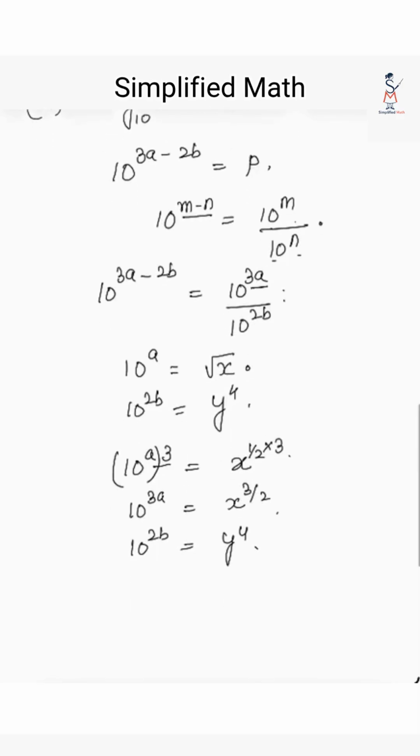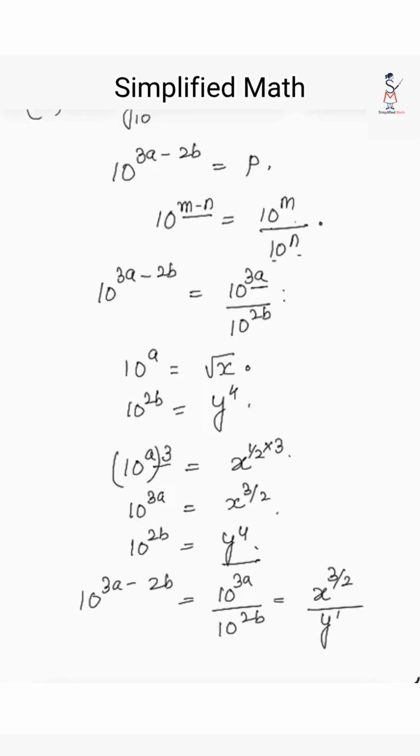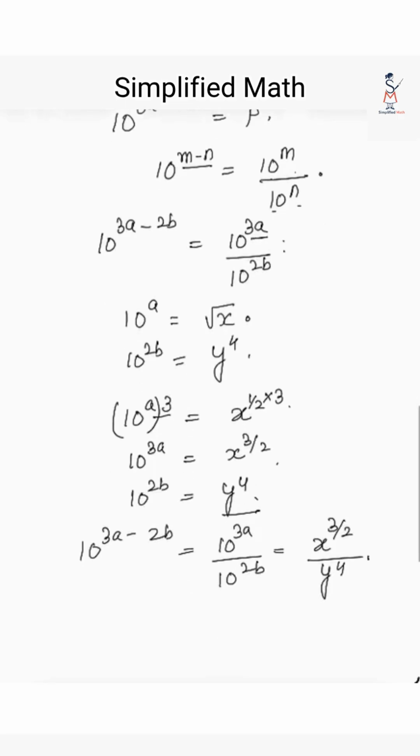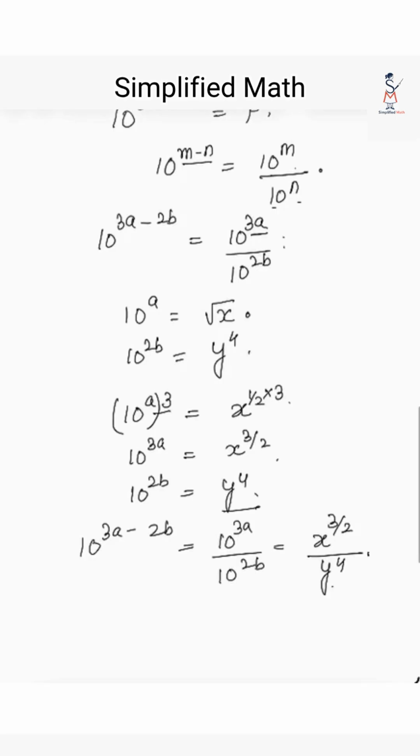It's already given. And 10 raised to the power 3a minus 2b is 10 raised to the power 3a by 10 raised to the power 2b. Putting the values of 10 raised to the power 3a, which we derived, is x raised to the power 3 by 2, and 10 raised to the power 2b is y raised to the power 4. So what we got? We got x raised to the power 3 by 2 by y raised to the power 4. Fine. So this is how we can get our answers.